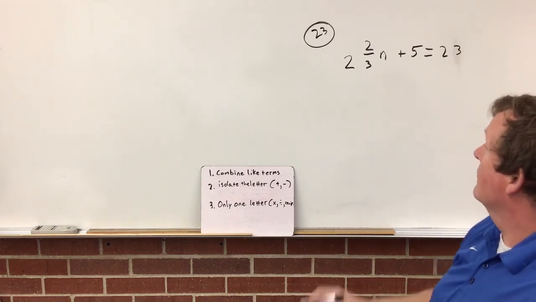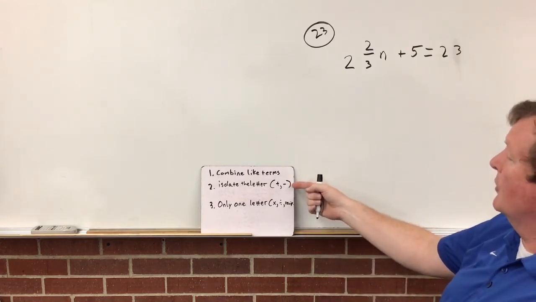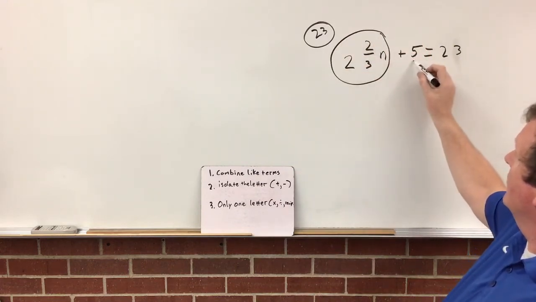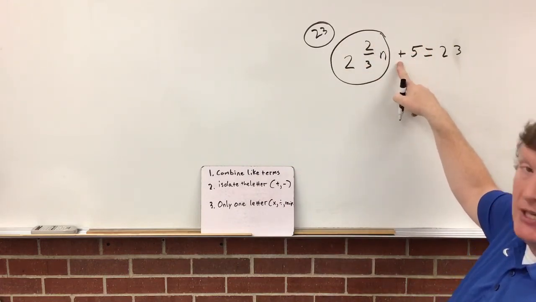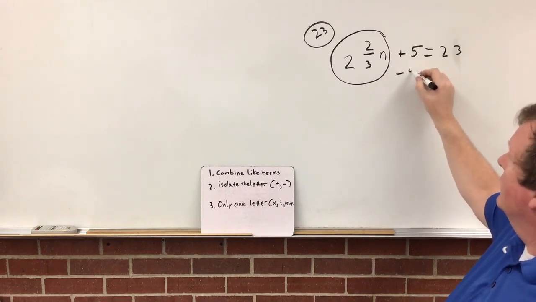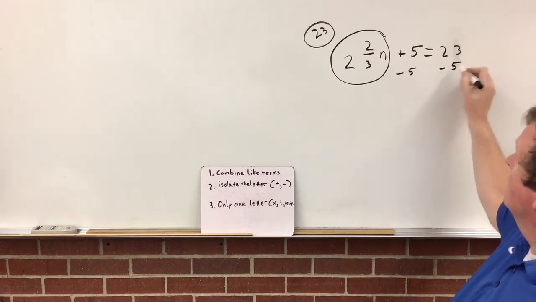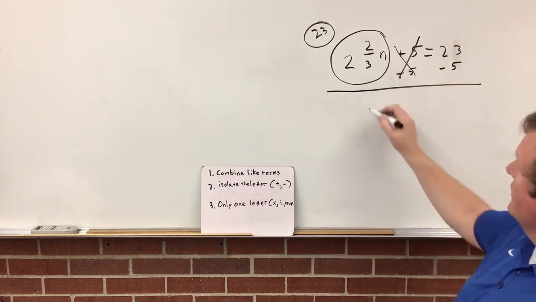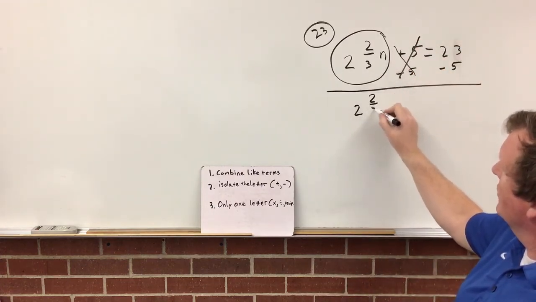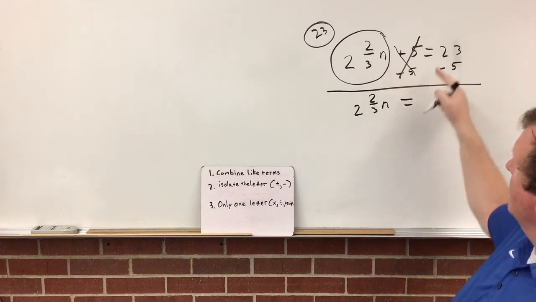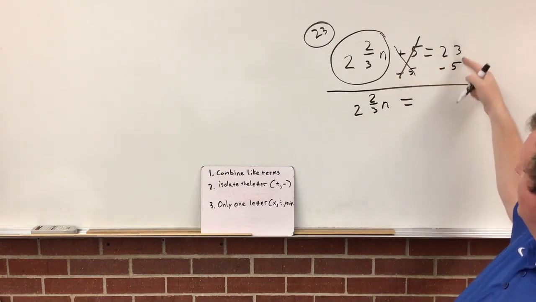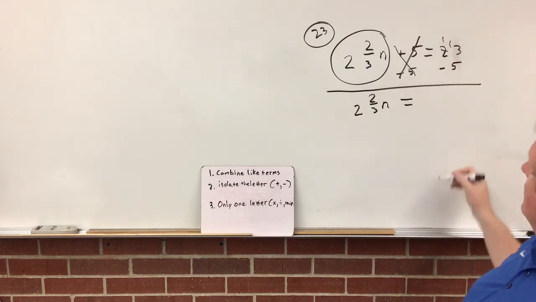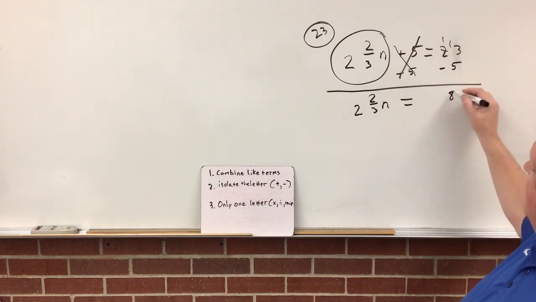Here's how we do that. Always follow our rules. We want to isolate first, so we're going to isolate this part here and get rid of that part. Opposite operation of add is subtract. Subtract 5 from both sides. That cancels out. 2 and 2/3 n. Bring that down. Bring down my equal sign. And 23 minus 5. 13 minus 5 is 8.